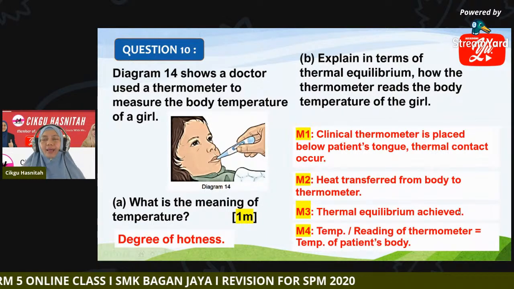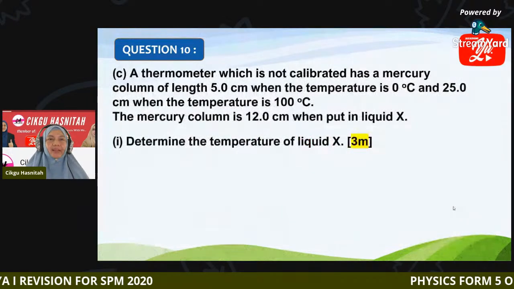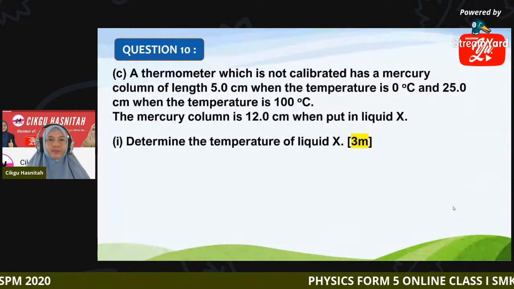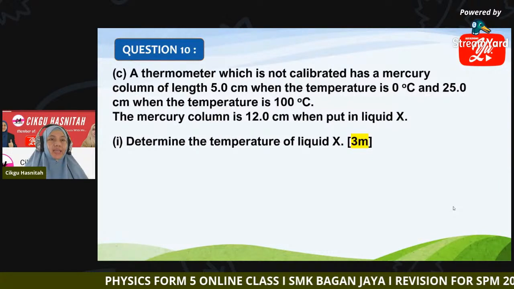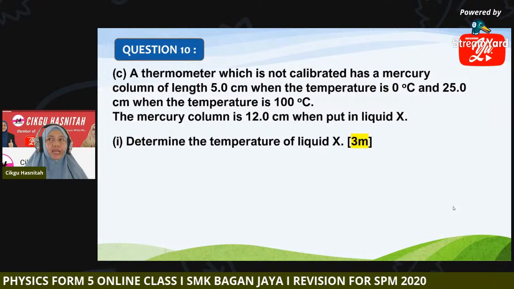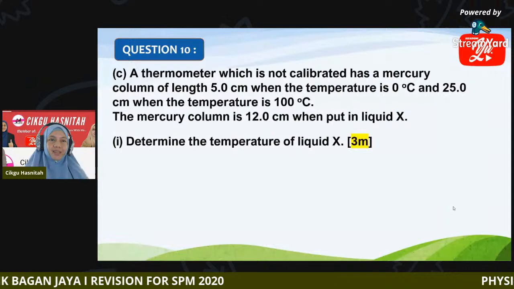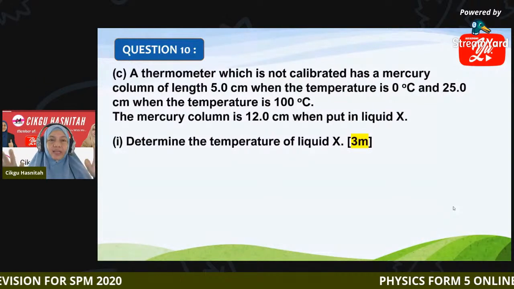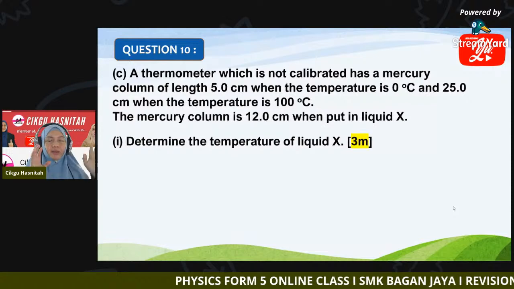Okay, question C. Now we have an uncalibrated thermometer. Remember, even though the thermometer is uncalibrated, it can still be used. Uncalibrated means it doesn't have any scale on it. Empty, no scale on it. Still, we can use the thermometer to measure the temperature of a substance.